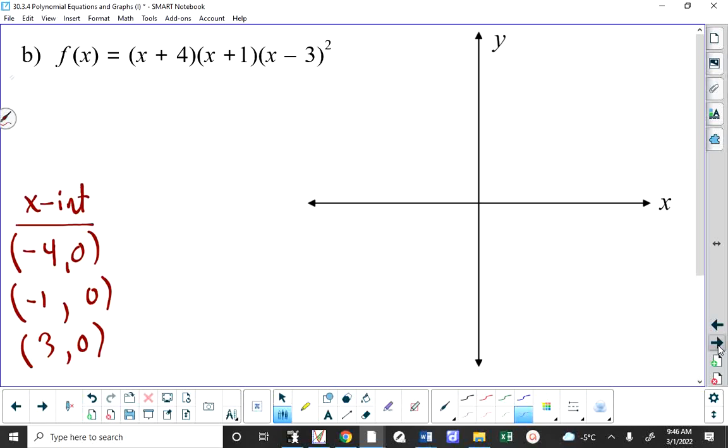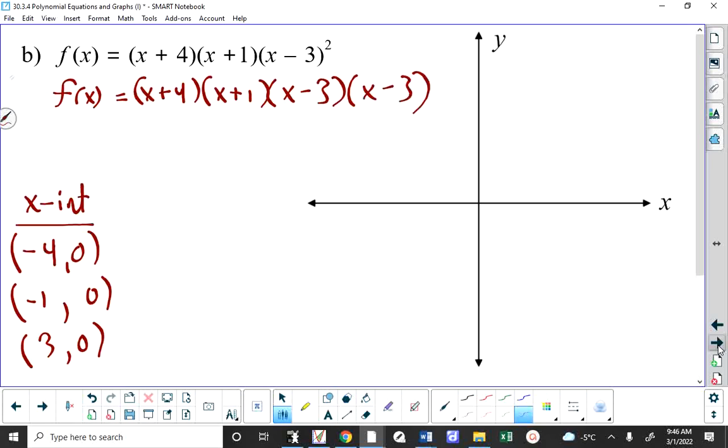If I were to expand this out, it's going to be x plus 4 multiplied by x plus 1 multiplied by x minus 3 multiplied by x minus 3 because that x minus 3 is squared.